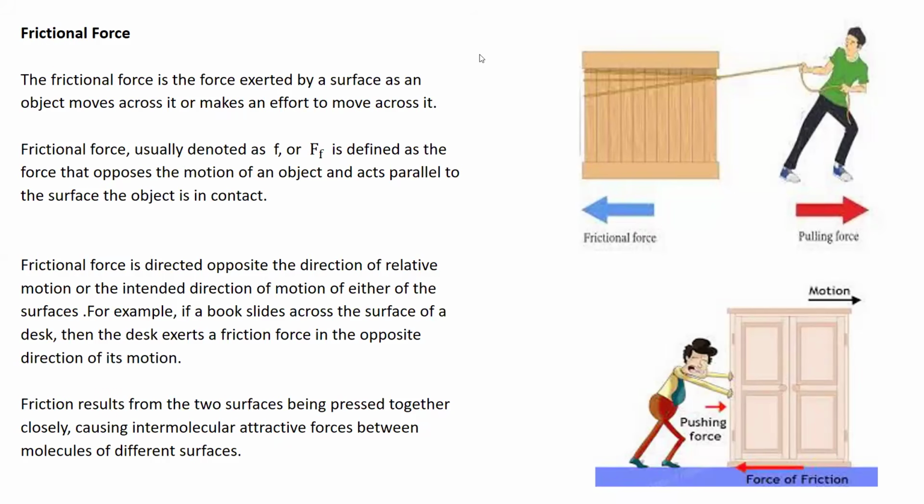But while you're at it, frictional force is my guy. Listen to me. Now, frictional force is a force that acts opposite to the direction or intended direction of an object.